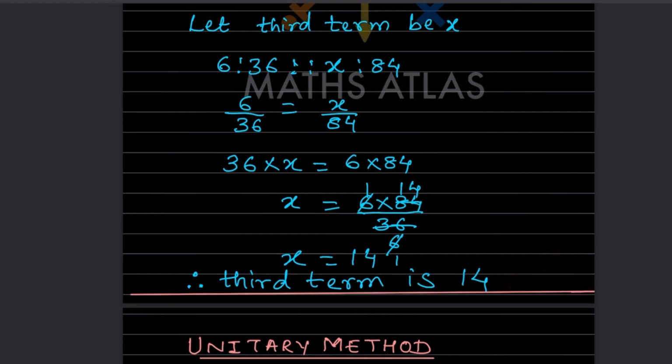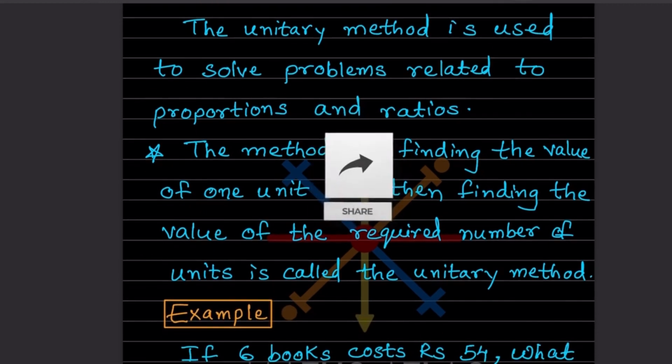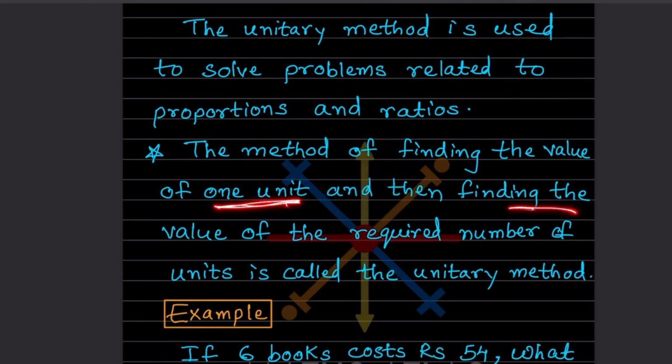So now the next thing we are going to see is the unitary method. So do you know what is meant by the unitary method? That you should know first. Unitary method means you have to solve problems related to proportion and ratio. So in that, the method of finding the value of one unit and then finding the value of the required number of units is called the unitary method. First just look at the definition, and then when we do the example, it is going to be very clear, because just when you read this, definitely many of you won't understand what it is. What is your one unit, and the value of the required number of units is called the unitary method.